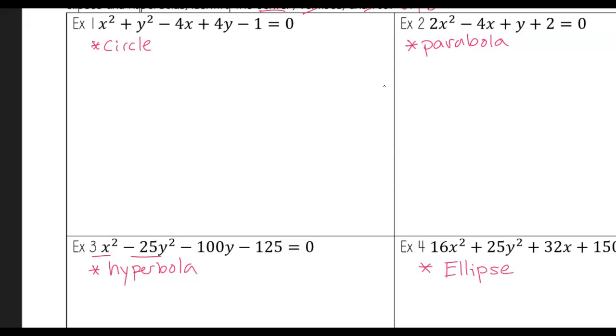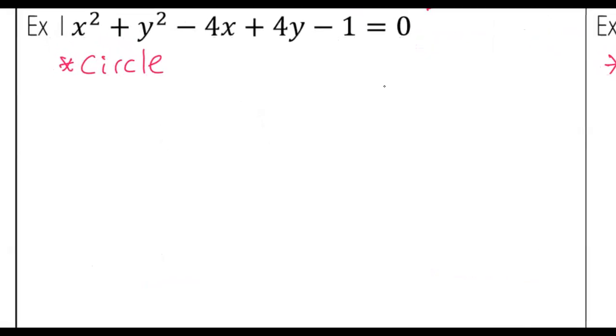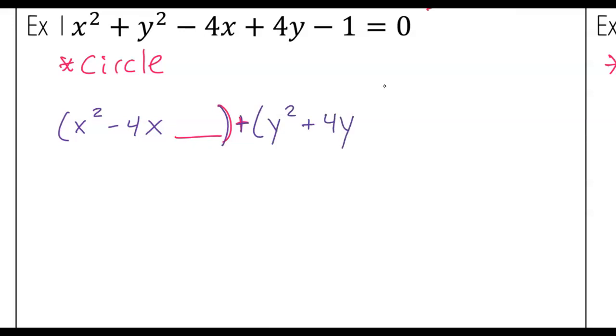Good. So I'm going to complete the square for this circle. I'm going to have to complete the square twice, once for x and once for y. And we know that we're going to have to group the x's, group the y's, and get the constant to the other side. So that's what I'm going to do. I'm going to group my x's and leave a space to complete my square. I'm going to group my y's and leave a space to complete my square.